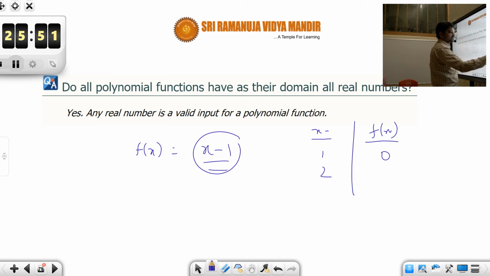Put x is equal to 2, we will be getting 1. So in this way, for any different value of x, we will be getting the corresponding value of f of x. So the set of values of x for which the given expression is defined, we will call it the domain.